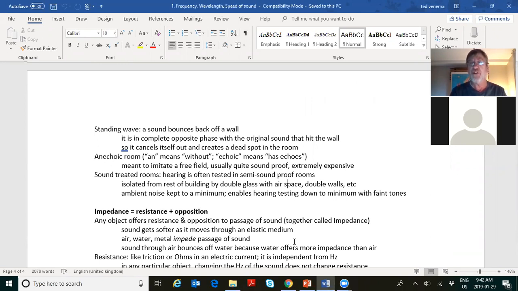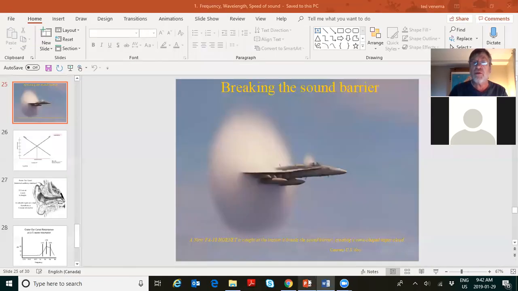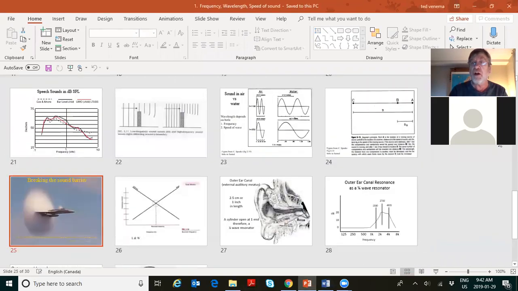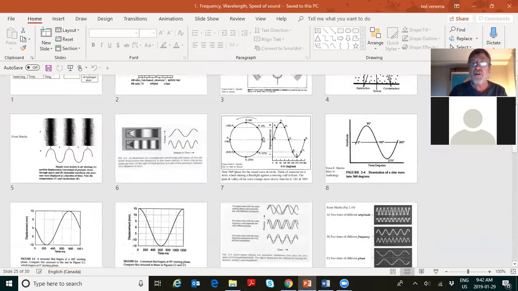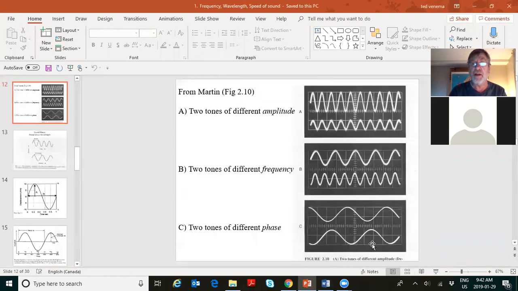A wave that's standing up? Well, not really. A sound bounces back off of a wall, and the sound bouncing back off the wall is in complete opposite phase with the original sound that hit the wall. Let's see what we're talking about there. We'll go in our PowerPoint here, and we'll talk about phase, just to have a slight, there you go, pull up this slide here.